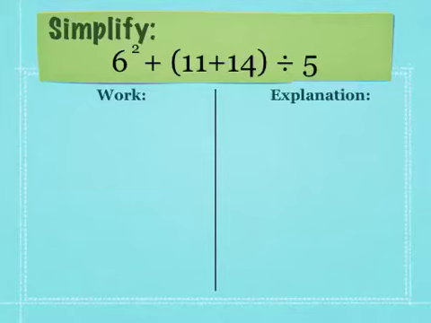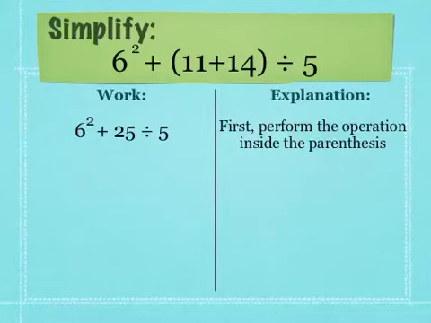Another example using the 2-column explanation is 6 squared plus parenthesis 11 plus 14, close parenthesis, divided by 5. Using the order of operations, we first look for parentheses. Inside of the parentheses, I have 11 plus 14. 11 plus 14 is 25. So I'm just going to plug in 25 where the parentheses were before. Now I have 6 squared plus 25 divided by 5. The explanation, again, would be first perform the operation inside of the parentheses.